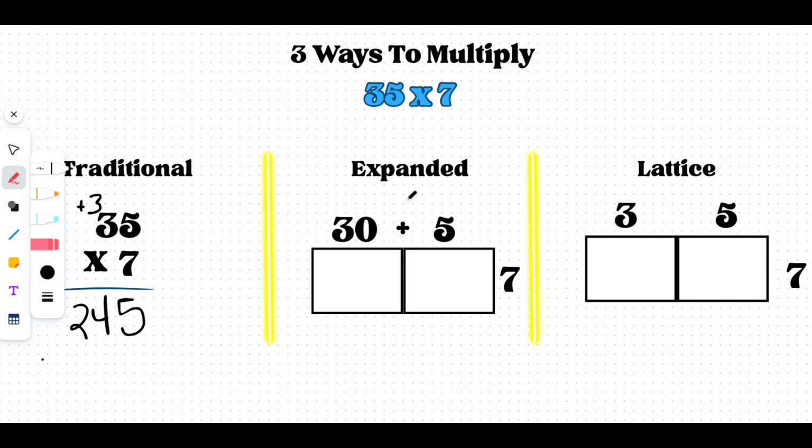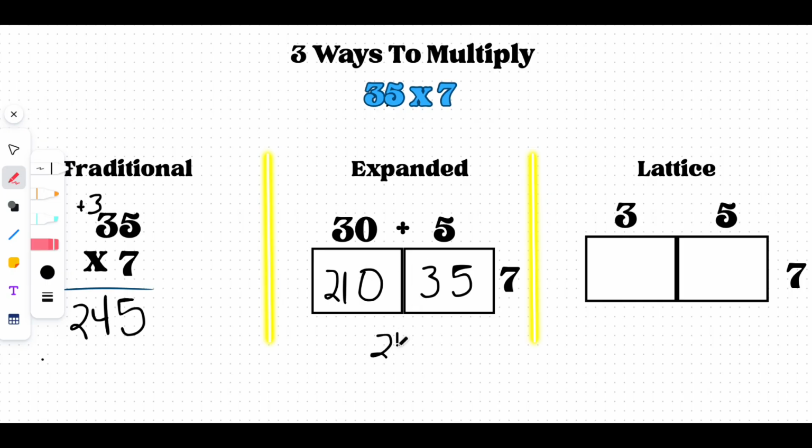The product is 245. And then we're going to go to the expanded. We have to expand 35 to 30 plus 5. And we're going to multiply that by 7. So first we're going to do 7 times 5 and write 35 in that first box to the right. And then after that, we're going to multiply 7 times 30. So you can do 7 times 3, which is 21, and then drop down that 0. And then we'll take the numbers that we have in the 2 boxes and we're going to add them together.